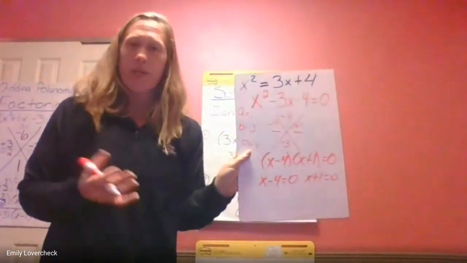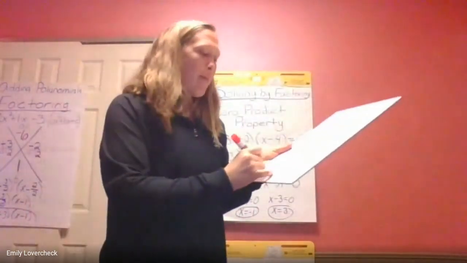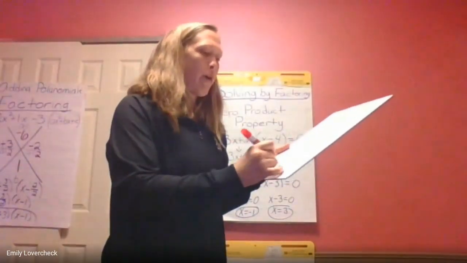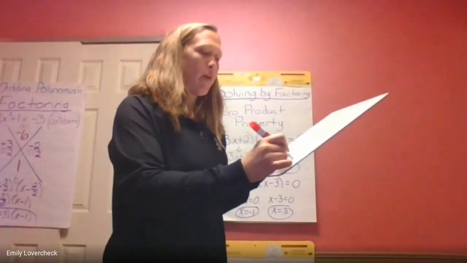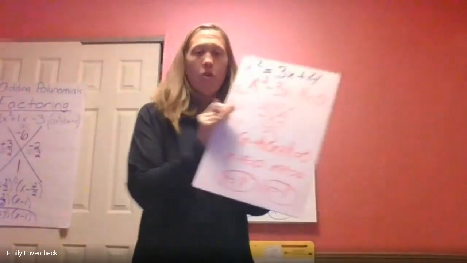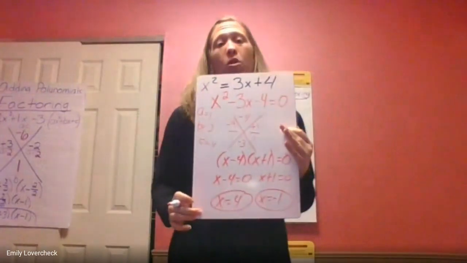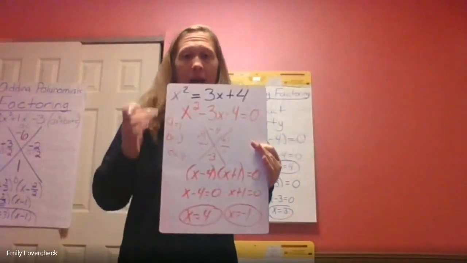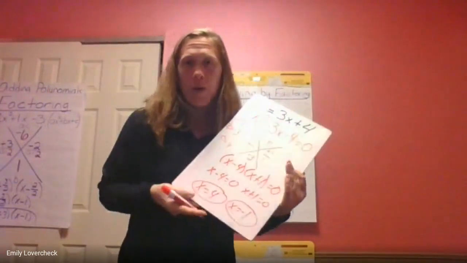X minus 4 equals 0. X plus 1 equals 0. I'm going to solve those, and I get x equals 4. X equals negative 1. So those would be the answers I'd be looking for on the homework assignment that's due on Sunday. Again, this upper part here is just a review.